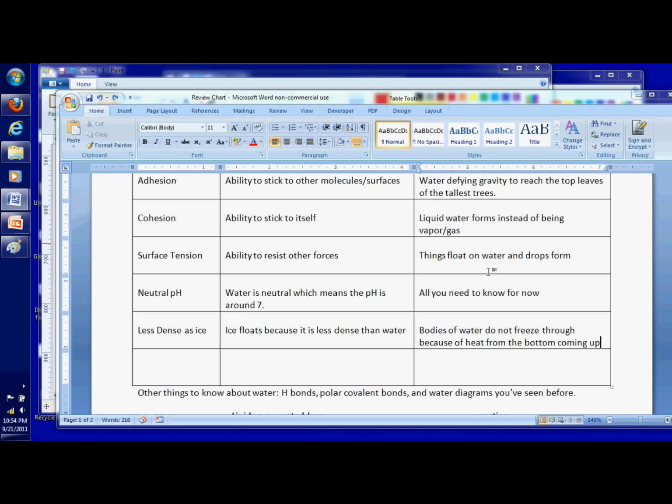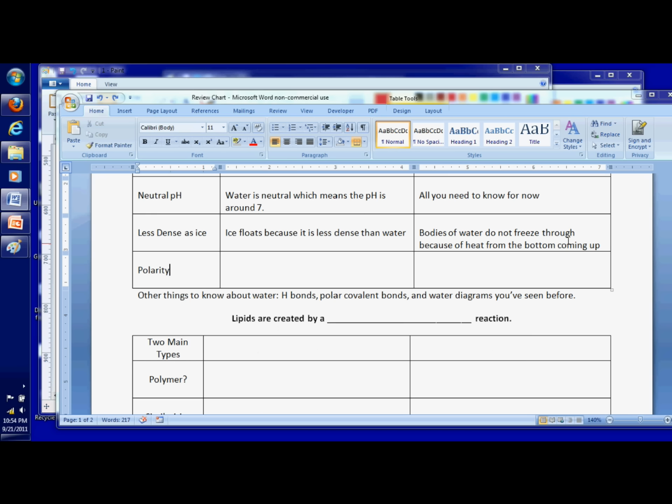Most important of all of them, because it basically makes all these properties exist, is polarity. And again, that goes back to the single water molecule, how it has a slightly negative oxygen and slightly positive hydrogens. Those are the partial charges that you saw in your notes. They kind of look like little figure 8 signs.